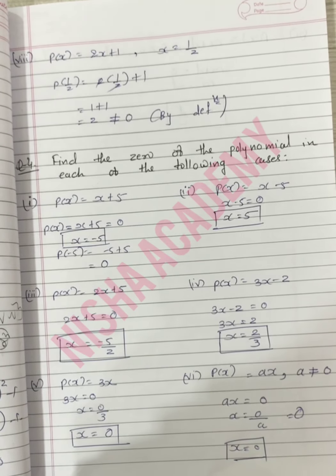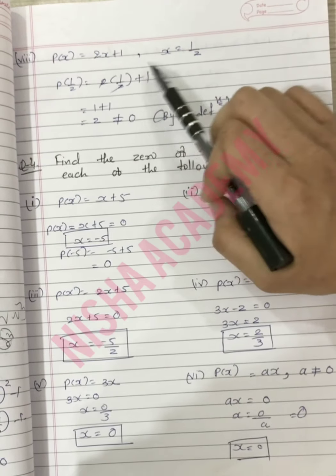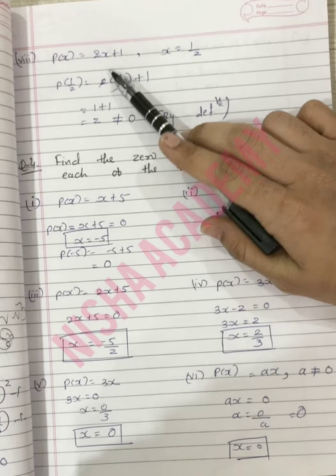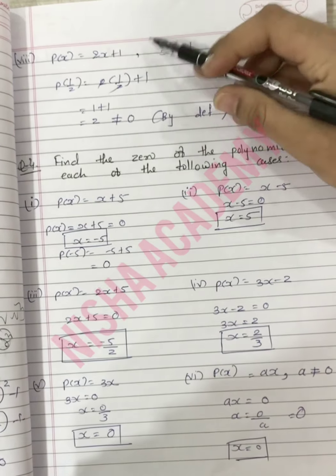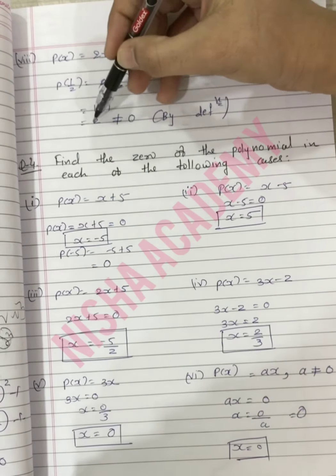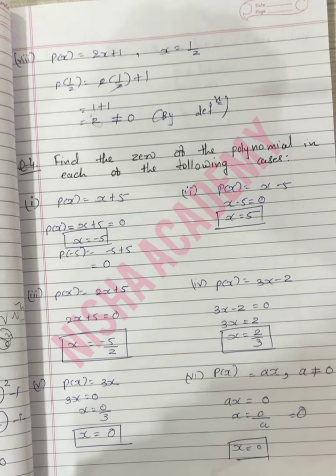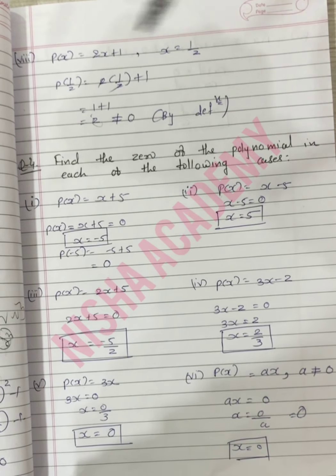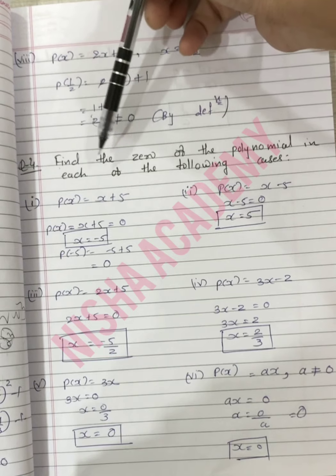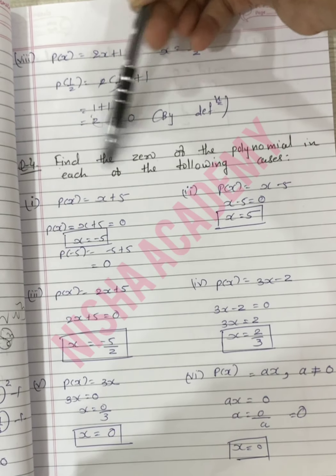Same way, the last one, 2x plus 1, x equal to 1 half. Just put x equal to 1 half in place of x and we are getting 2 as the answer, which is not 0. By definition, we have to get 0, but here we are getting 2, so it is not the 0 of the polynomial.